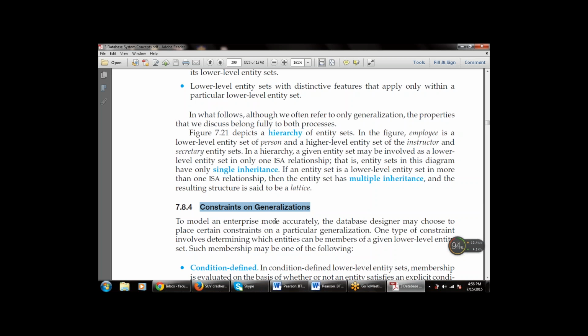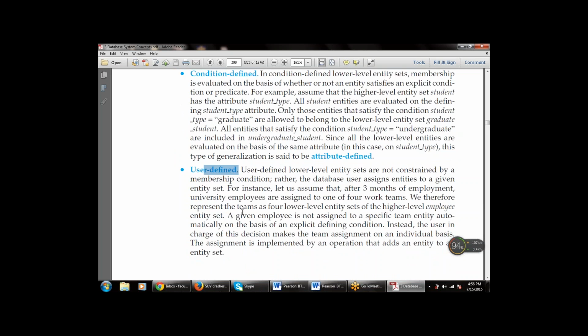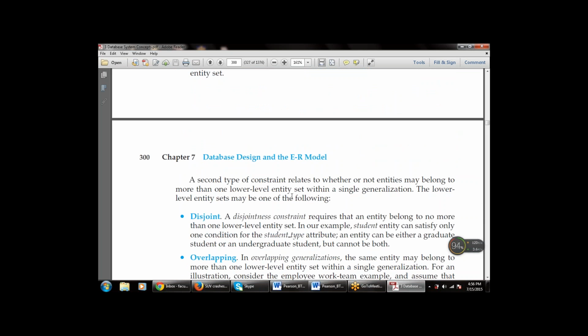So such membership may be any of the following that is available. What are the various memberships? First is the condition defined. Every processing is done on the basis of the condition satisfied. Then there is user defined, that is defined by the user.